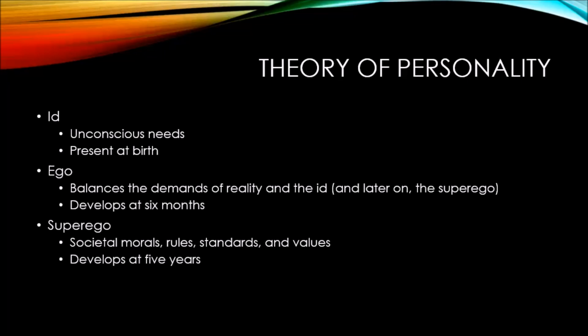Next we have the ego, and the ego balances the demands of real life and the demands of the id. And later on in this balancing, it includes the superego. The ego develops at about 6 months. The ego is capable of deferring gratification. Then we have the superego. And the superego is the part of the personality that internalizes societal morals, rules, standards, and values. And it develops at about 5 years of age.